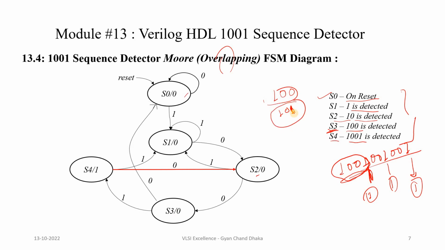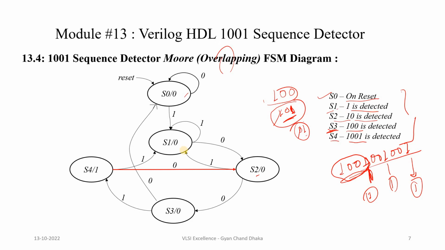In the overlapping concept, always try to remove the bits from the starting. So if we are in S2 state and 101 is detected, what will be our next state? Let's start removing the bits from the start. Remove this 0, remove this 1. Now our sequence is 0 1. Is there any state where 01 is detected? There is no such state. Now let's remove the next bit 0. So now it is 1, and 1 is a state, S1, where 1 is detected. So we go into S1 state.